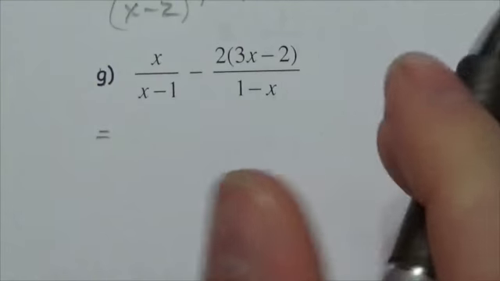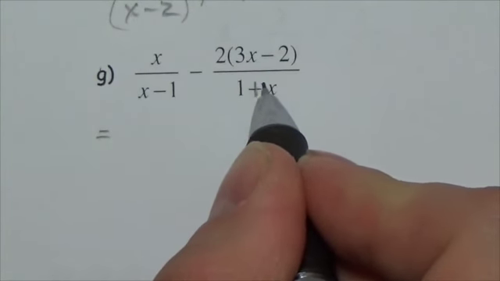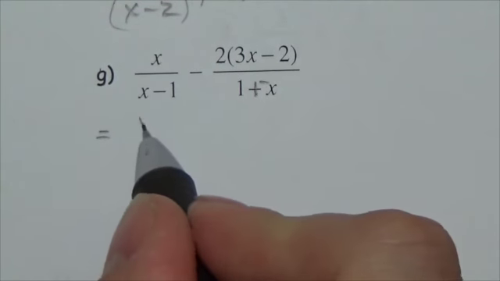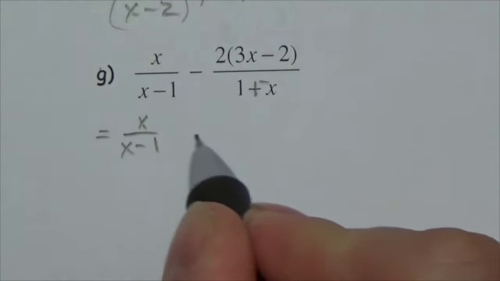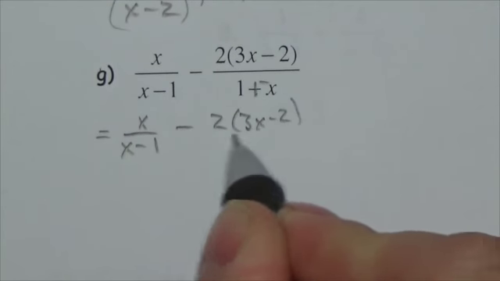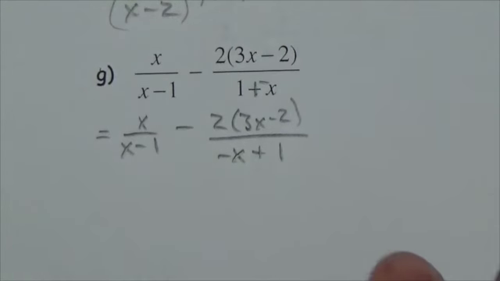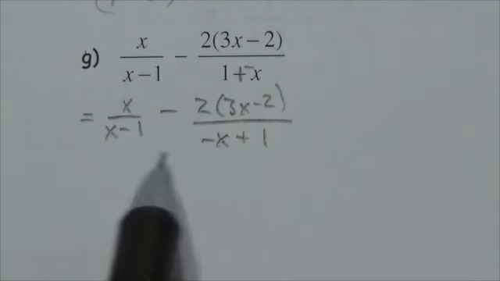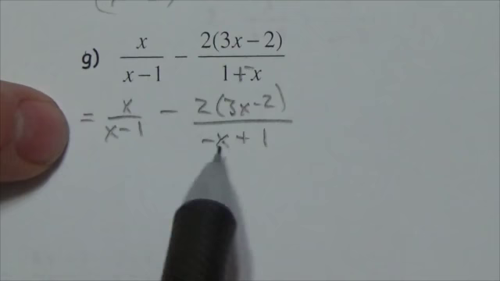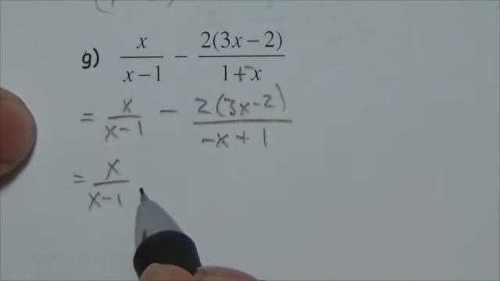So I can't really change the order when it's subtraction, but I can if it's addition. So I'm going to treat this as plus negative x. So this will become x over x minus 1 minus 2, 3x minus 2, and I can change the order now, negative x plus 1. Okay, almost the same, except the signs are all different. But I've already seen how I can deal with this.